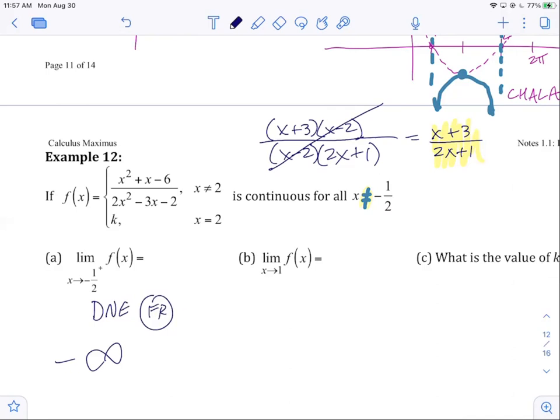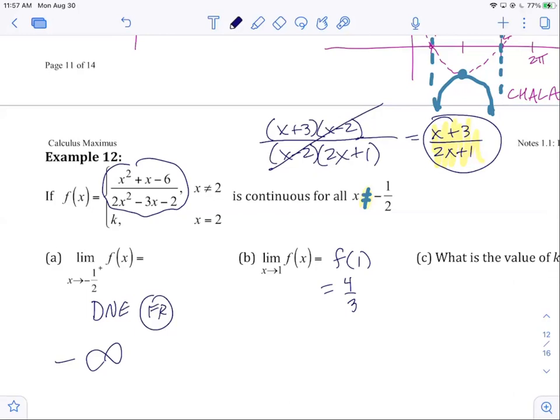And if I want to evaluate the function at 1, I'm going to go ahead and say f of 1 here. You don't have to write that. But f of 1 is just plugging in. Now I can plug a 1 into this piece here, or I can plug a 1 into that piece there. It doesn't matter. You're going to get the same result. I'm going to choose the smaller version, right? So 1 plus 3 is 4 over 2 plus 1 is 3. It's 4/3.